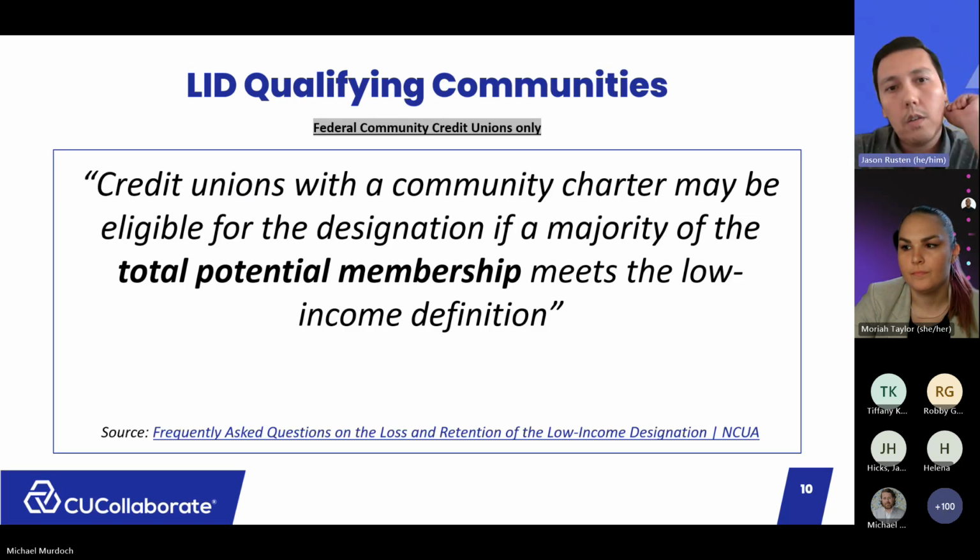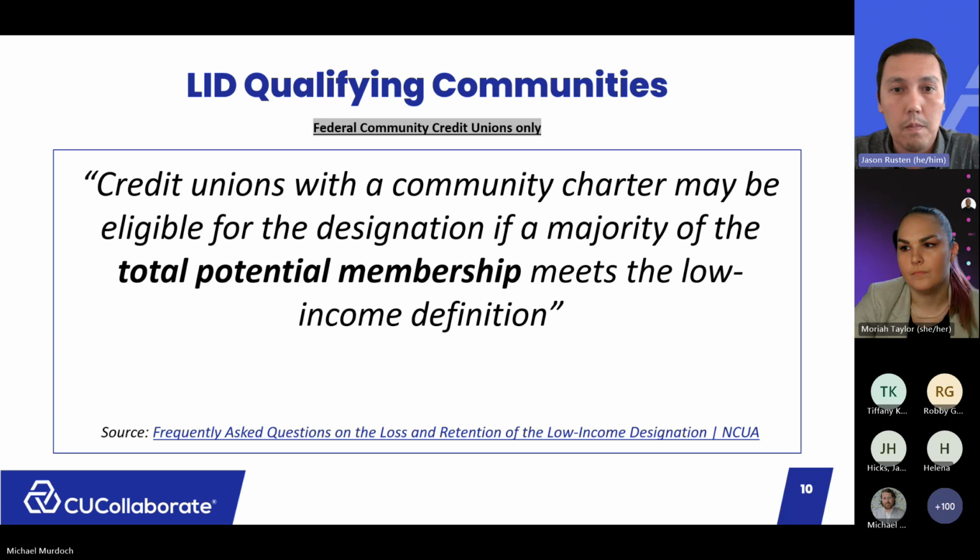I mentioned a credit union can qualify based on its potential membership. So this really applies to federal community credit unions, but if you can show the NCUA that a majority of your field of membership, so not your actual members, but a majority of the population in the community that you serve, is in low-income areas, then they will qualify you for LID based on that field of membership.